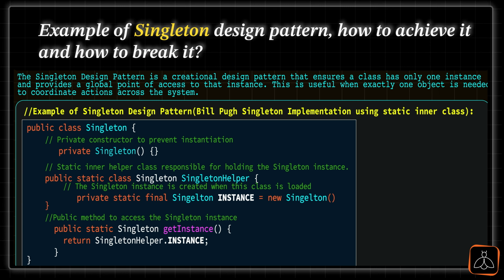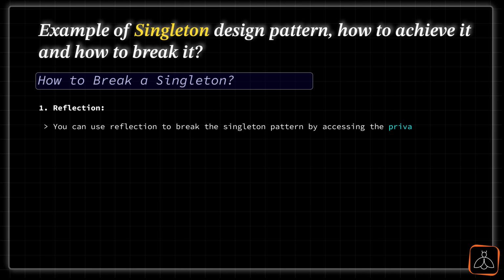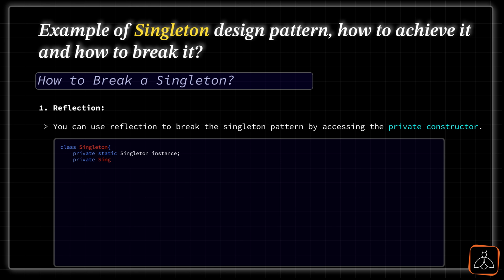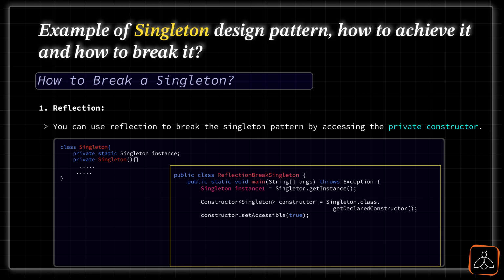Now let's see how we can break the Singleton behavior in various ways as asked by the interviewer. So as I told you earlier, we can break the Singleton behavior of a class using the reflection API, and we can achieve it by accessing its private constructor. So I'm just showing the code here to break it using reflection. Assume we have a sample Singleton class, and then using reflection we can get its constructor as Singleton.class.getDeclaredConstructor.